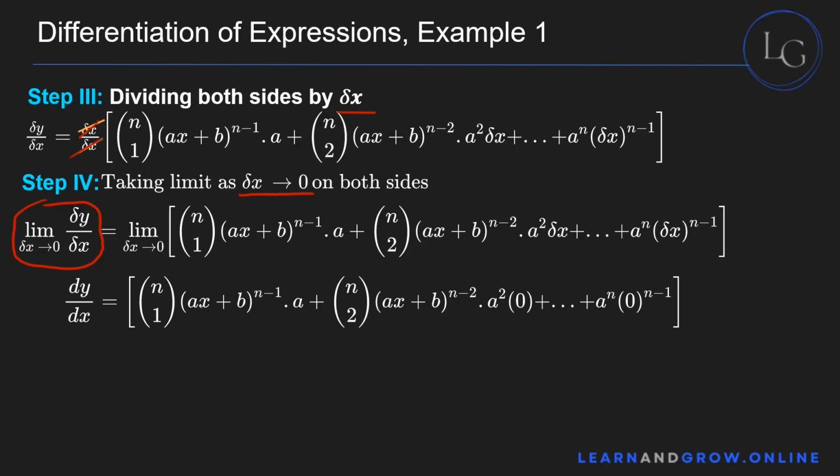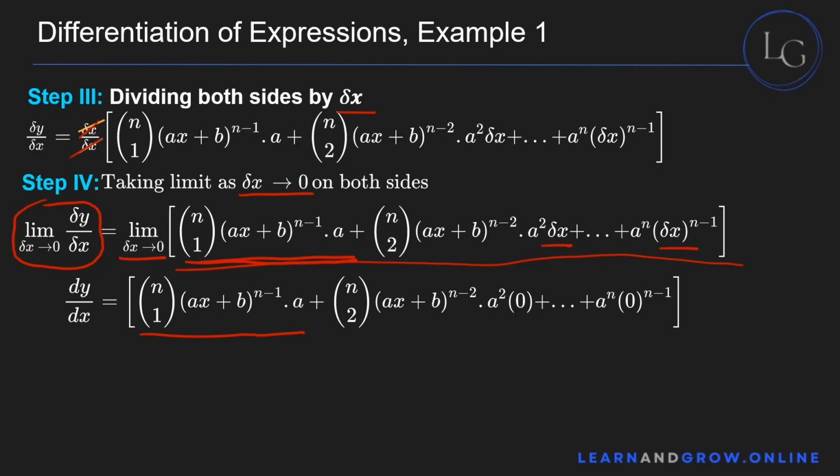Now delta x approaches 0, so every delta x term inside this bracket becomes 0. So see here, only the first term has no delta x term, so it will remain as it is, and every single term ahead of this has at least one delta x term, and the last term is delta x to the power n minus 1, I guess. Yeah.